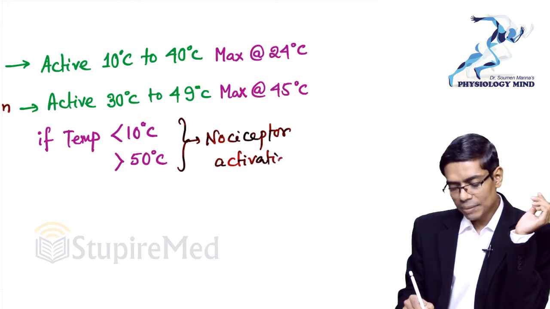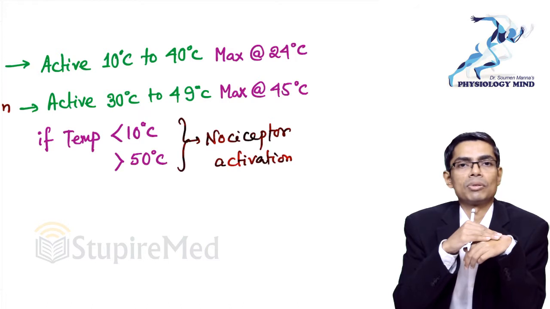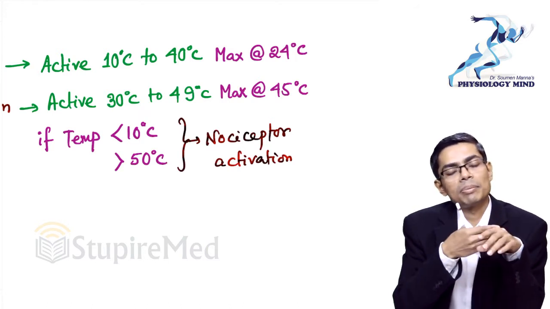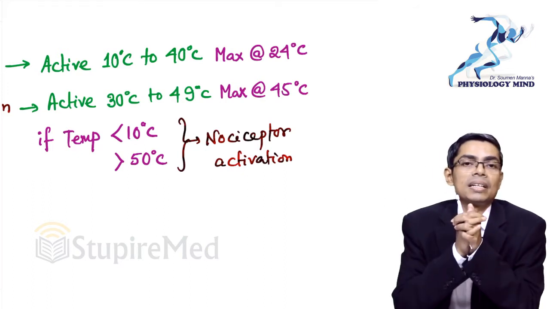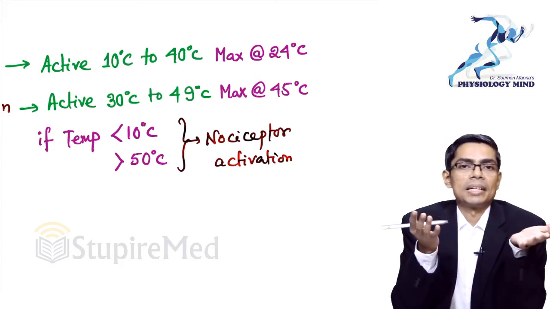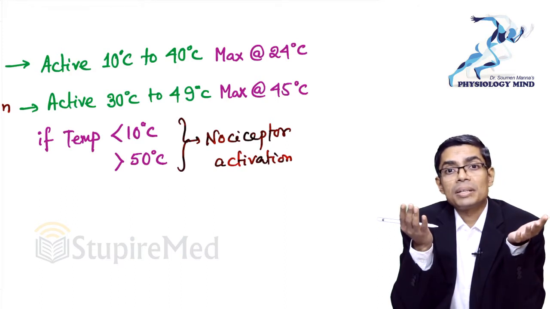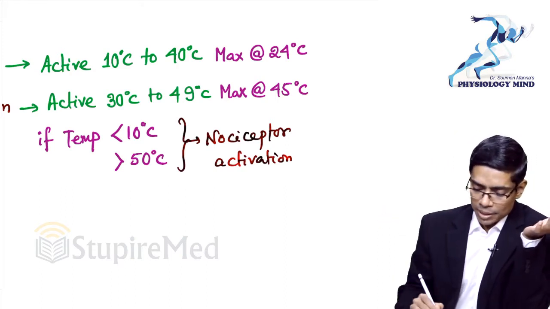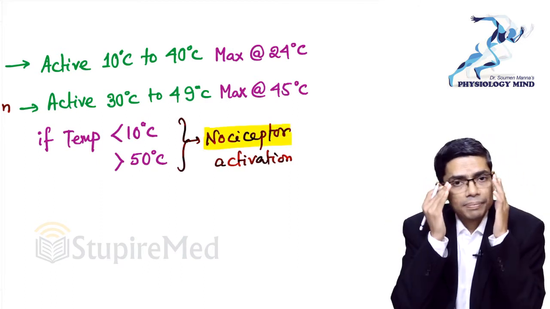Think that if I touch a 100 degrees centigrade temperature to your skin, what will you say? That this is very hot, or that you feel pain? Obviously you will feel pain, because a temperature greater than 50 degrees centigrade generally activates nociceptors more than thermoreceptors. Similarly, if there is a temperature of minus 30 degrees centigrade, we feel freezing pain, and basically this is nothing but nociceptor activation.